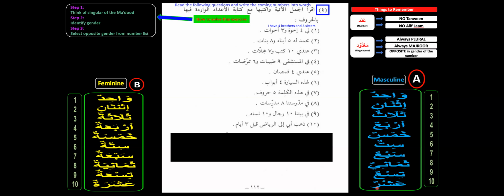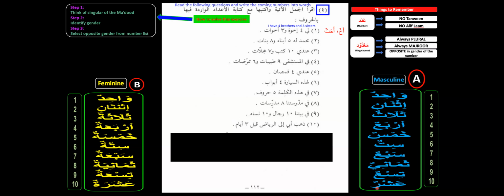So what will you do? You will think of the singular of the ma'dud. What is ma'dud? The one you are counting, the thing you are counting, the person you are counting. So when you think of the singular of the ma'dud, then you will identify the gender: oh, it's masculine or feminine. And accordingly, you will select the opposite gender from the number list. Very easy. The solution, alhamdulillah, itself is so easy, right?